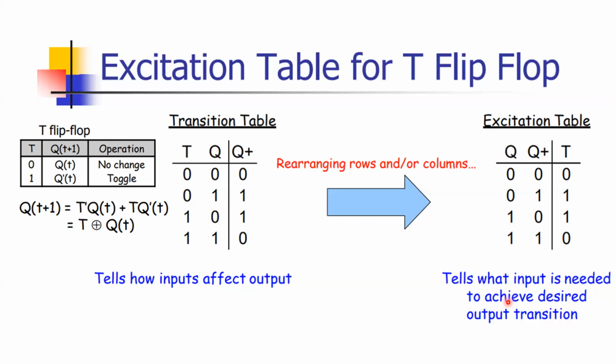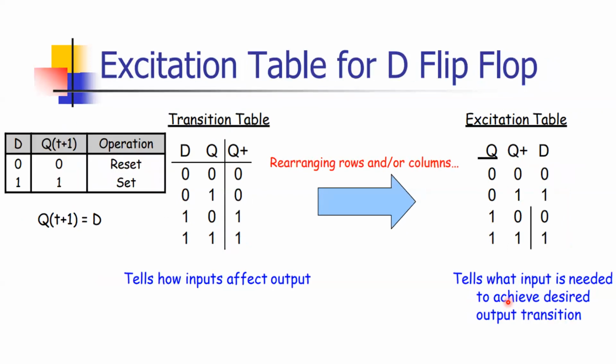Now we'll see the excitation table of the D flip-flop. Again, here is the truth table of the D flip-flop. So when D is 0, we get the output 0. When D is 1, we get the output 1. So the operation is like, when D is 0, the reset operation will be there. And when D is 1, the set operation will be there. And the equation is Qt+1 equal to D. Whatever the value of D, that same will be reflected into the output.